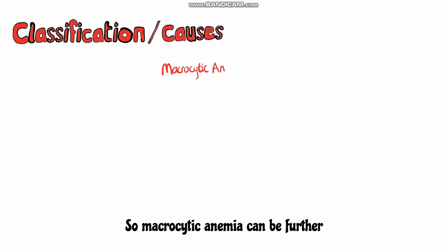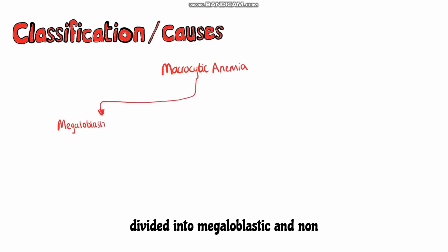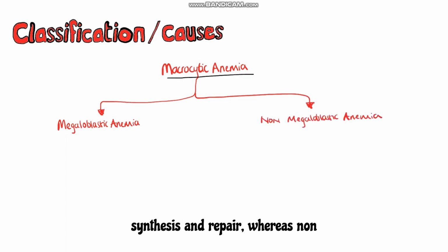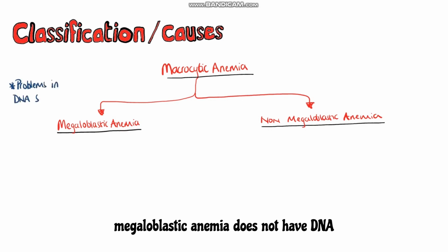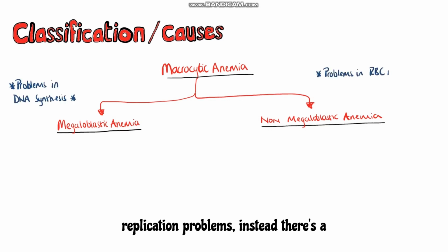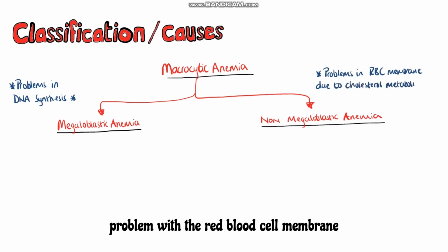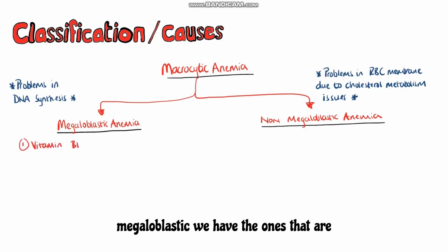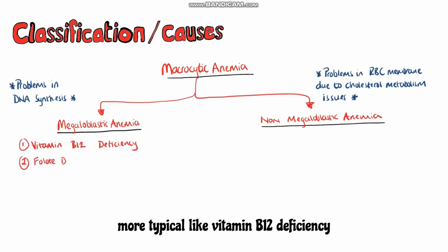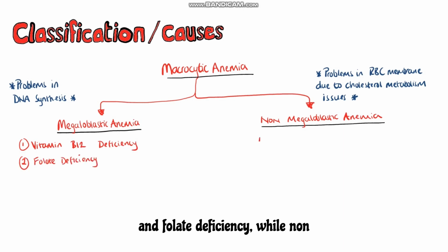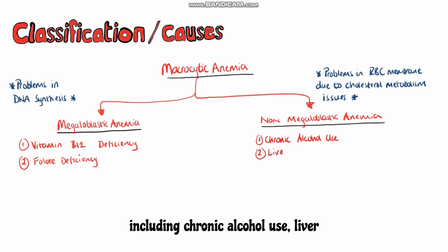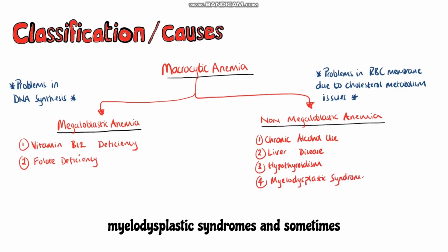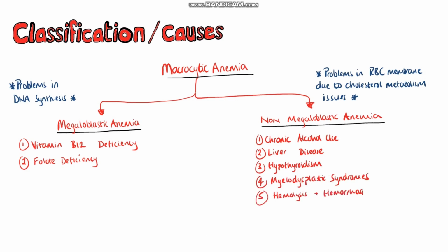So macrocytic anemia can be further divided into megaloblastic and non-megaloblastic anemia. Megaloblastic meaning we have a problem in DNA synthesis and repair, whereas non-megaloblastic anemia does not have DNA replication problems. Instead, there's a problem with the red blood cell membrane due to problems in cholesterol metabolism. Under megaloblastic, we have the ones that are more typical, like vitamin B12 deficiency and folate deficiency, while non-megaloblastic can have several causes including chronic alcohol use, liver disease, hypothyroidism, myelodysplastic syndromes, and sometimes hemolysis and hemorrhage.